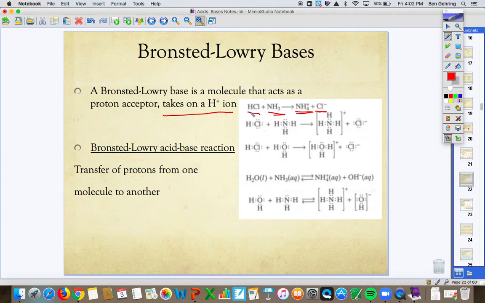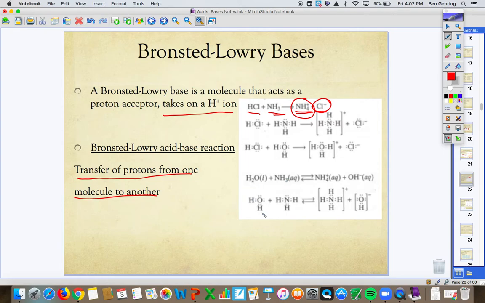It had one to donate. When they go to this side, this now has an extra hydrogen to donate. It becomes an acid. And Cl, a chloride ion, is a base because it can accept that ion. So that's an example of a Bronsted-Lowry base. When you have an acid-base reaction, all you are doing is transferring protons from one molecule to another. In a Bronsted-Lowry acid-base reaction, you're taking protons from one molecule and transferring them to another. For example, water and ammonia.